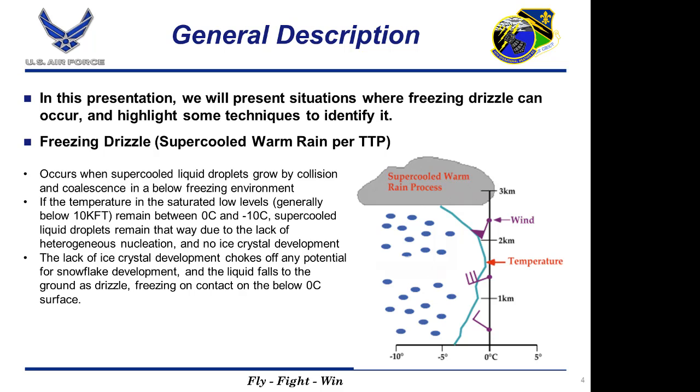If the temperature in the standard low levels, generally below 10,000 feet, remain between 0 degrees and minus 10 degrees Celsius, supercooled liquid droplets remain that way due to the lack of heterogeneous nucleation and no ice crystal development. The lack of ice crystal development chokes off any potential for snowflake development, and the liquid falls to the ground as drizzle, freezing on contact on the below 0 degrees Celsius surface.